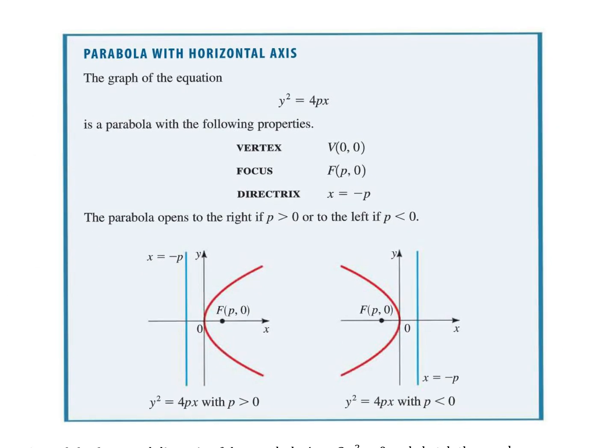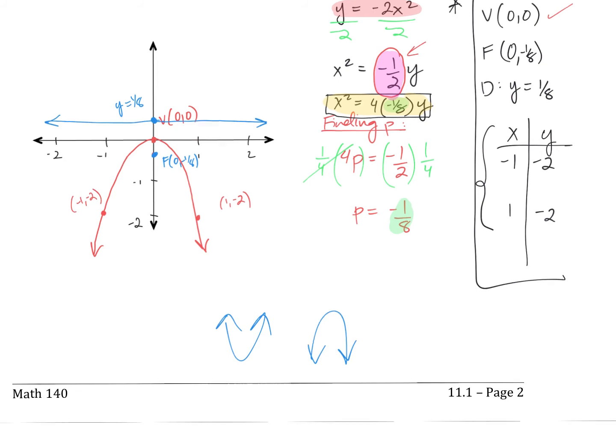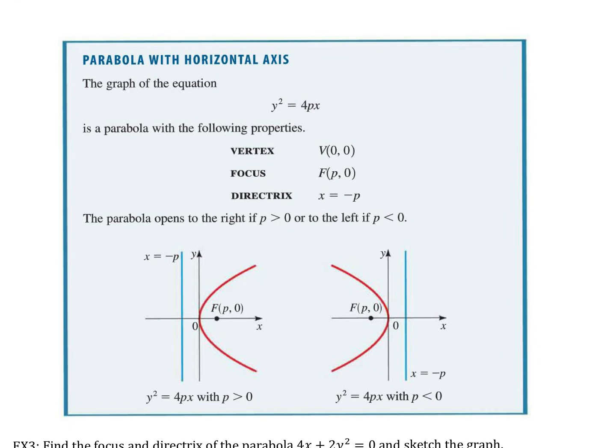Alright, now we're looking at something a little different. This is a parabola with a horizontal axis. Before, if you'll notice, our parabolas were always opening up or down, and that was a parabola with a vertical axis. So now we're taking a look at the parabola with a horizontal axis, so it's going to be opening to the left or to the right.